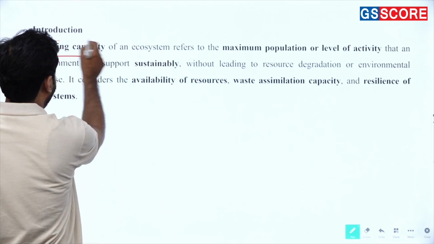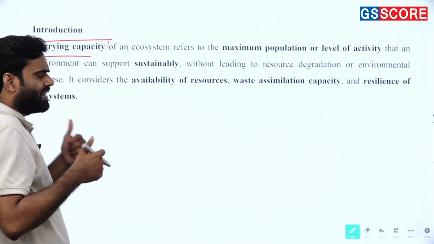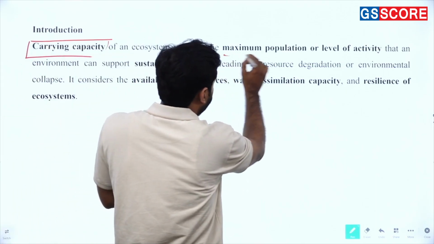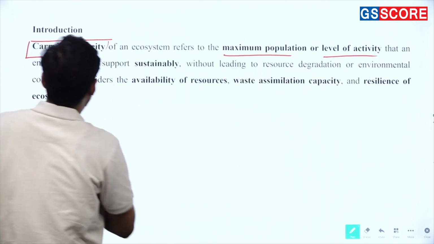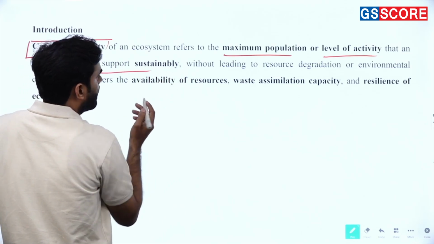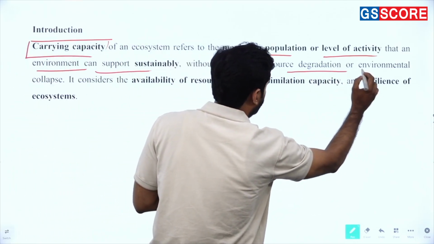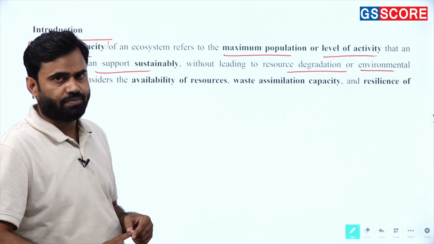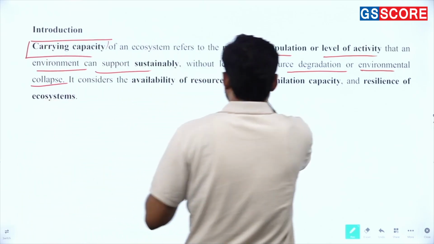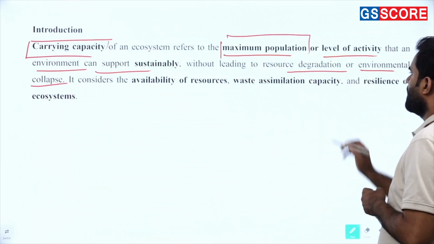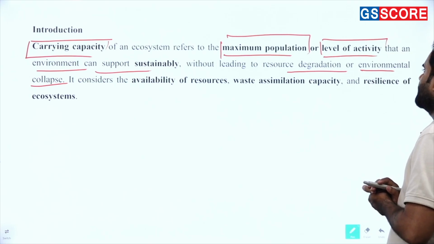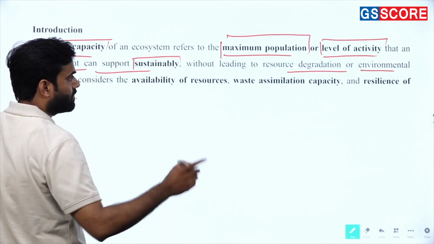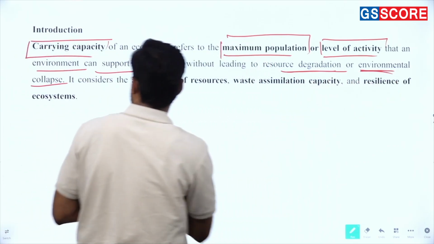I started my words from the carrying capacity of an ecosystem. What is the meaning of the carrying capacity of an ecosystem? Maximum population or level of activity that the environment can support sustainably without leading to resource degradation or environmental collapse. This is the definition of carrying capacity of an ecosystem. I specifically focused on and highlighted the maximum population or level of activity that an environment can support sustainably without leading to resource degradation or environmental collapse.